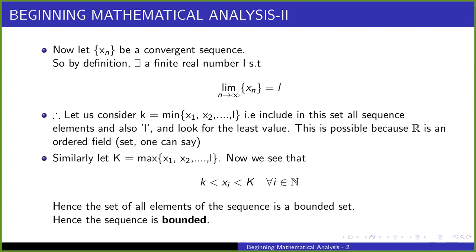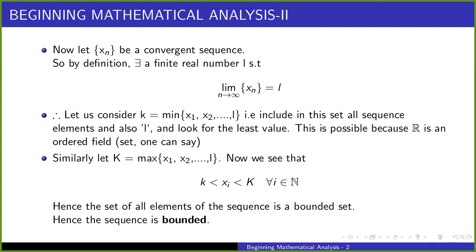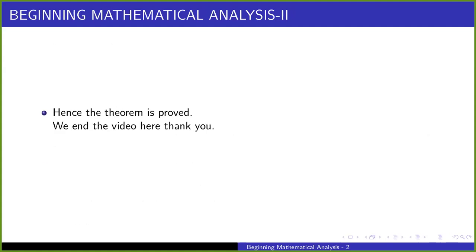Hence the proof. So we've proven these two simple facts: the AP is always divergent, and a convergent sequence is always bounded. I wanted to also say something before I end the video.